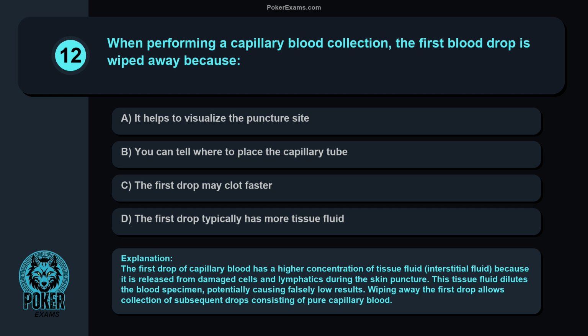The first drop of capillary blood has a higher concentration of tissue fluid, interstitial fluid, because it is released from damaged cells and lymphatics during the skin puncture. This tissue fluid dilutes the blood specimen, potentially causing falsely low results. Wiping away the first drop allows collection of subsequent drops consisting of pure capillary blood.